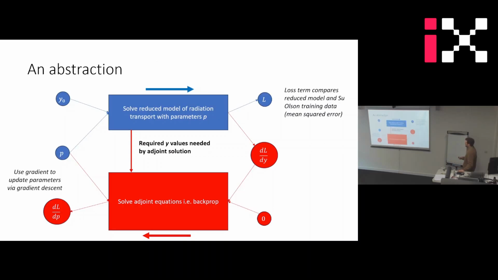So let's go back to our abstraction just to hopefully cement what's going on. We have our reduced model for radiation transport with some parameters. The loss term is making sure that we compare to the Su-Olson test problem, which is this thing here, and make sure that the energy density of photons, so the number of photons at a given time, at a given space, is as close to the Su-Olson problem as possible. And then at the same time, we use discretize-then-optimize to get the gradients of our parameters that define our closure. So very similar to our very simple ODE example, but it's a PDE.